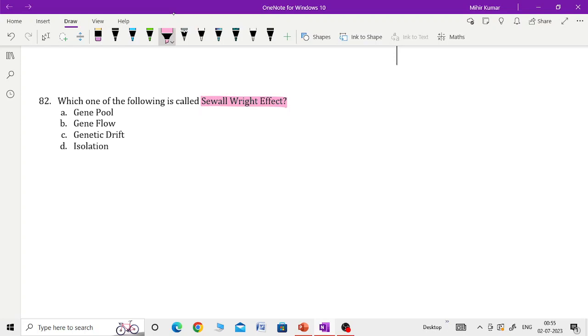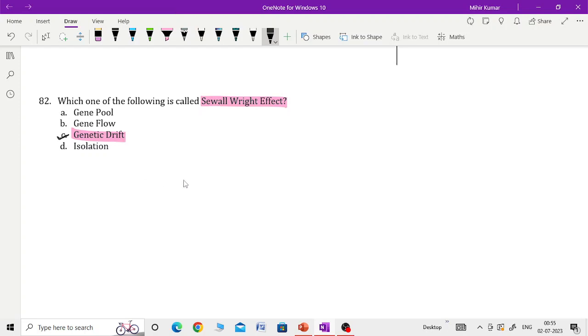Means fluctuation of the allele frequency by chance. Yeah, by chance fluctuation of the allele frequency in the population. This is called a genetic drift. Allele frequency does not follow the Hardy-Weinberg rule, and the fluctuation is by chance. This is called a genetic drift. The correct answer for this question is C.